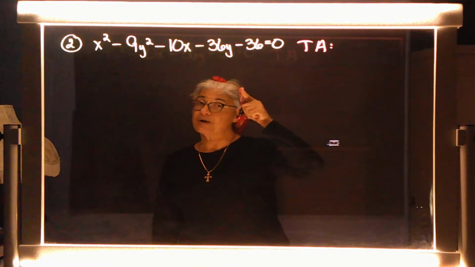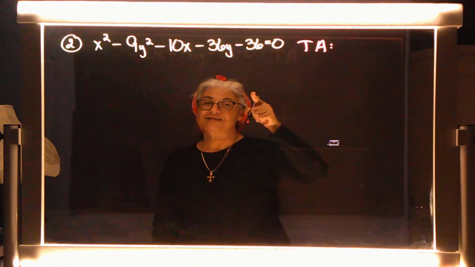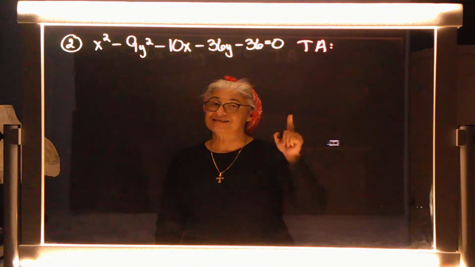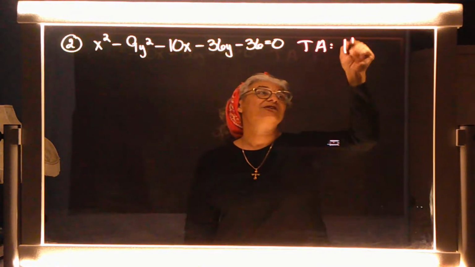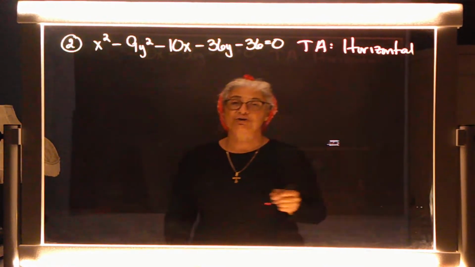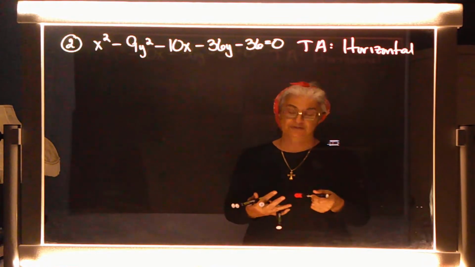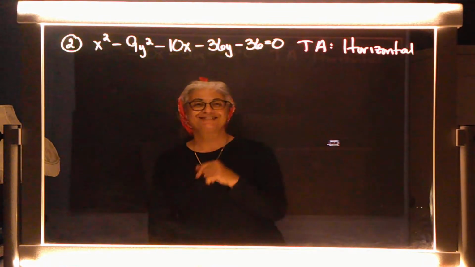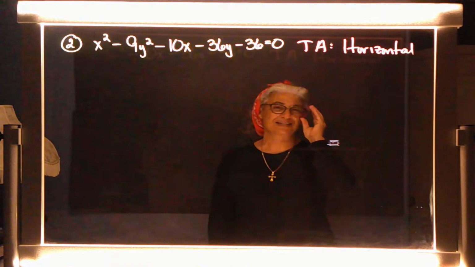Which of those squares is positive? Good. X is positive, which means your transverse axis is horizontal. Excellent. Good job. Is it in standard form? Nope. You're like, wait, don't tell me. Do we have to? Yeah, you do. You got to complete the square on this thing.